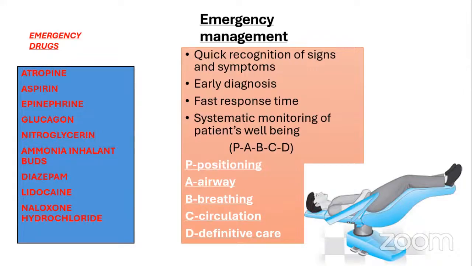Atropine is used in bradycardia; aspirin is a blood thinner; epinephrine is an emergency drug; glucagon, nitroglycerin, ammonia inhalant buds. Ammonia inhalant buds are very useful during syncope, where temporary loss of consciousness happens. We give the patient ammonia to smell so that he will come back to consciousness. Diazepam, lidocaine, naloxone hydrochloride are some of the other emergency drugs I have mentioned here.